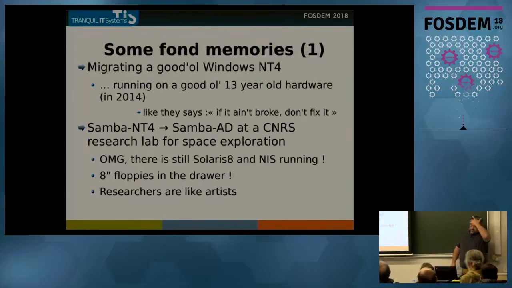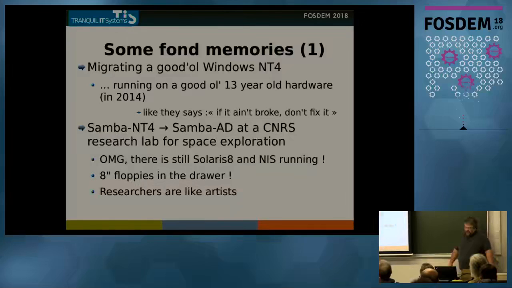So about some of our fond memories. It's like 3 years ago, I went to a client. He was still running NT4 on a 13-year-old machine. Well, when you open it, it was just a big mess inside, but it was still running. And like they say, if it ain't broke, don't fix it. But nobody anymore knew what to do with it. So it was good to migrate to SaMBa AD.